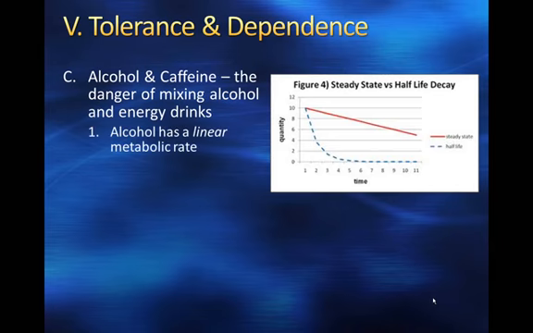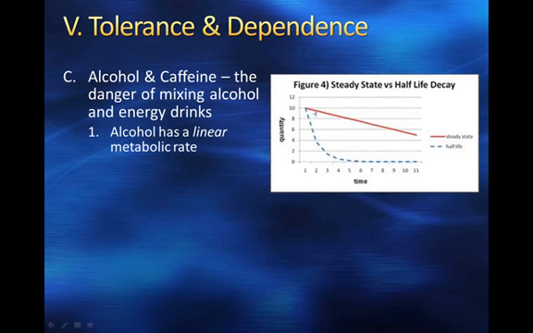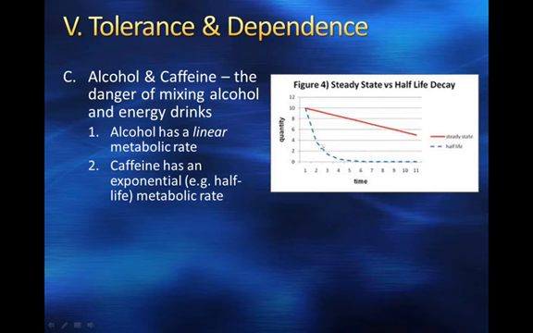But here is the danger. Alcohol has a linear metabolic rate. So if we look at this red line up here, you drink 10 drinks, which let's say is a lot. You're going to metabolize 1 every hour. Okay? So after 4 hours, we're going to have 6 drinks left. The line's not exactly right here, but it's going to take you 10 hours to get rid of 10 drinks. Caffeine follows an exponential half-life metabolic rate. So 10 milligrams of caffeine, we're going to then eliminate half, eliminate half, eliminate half.